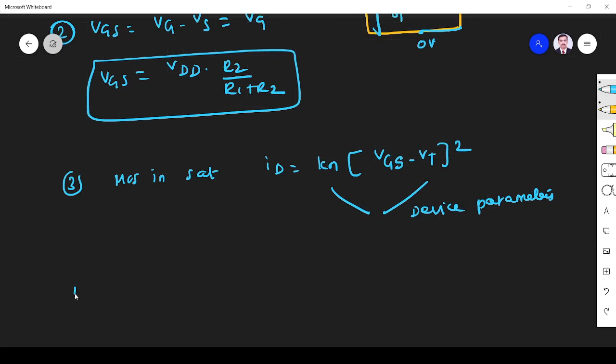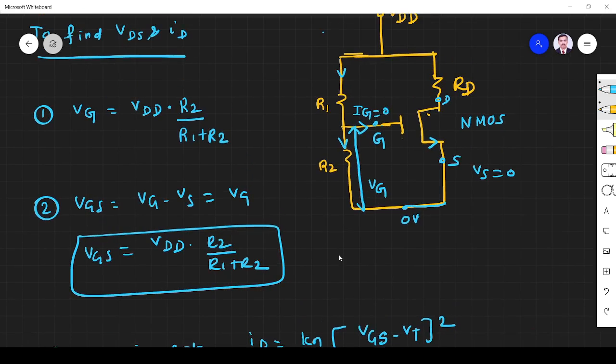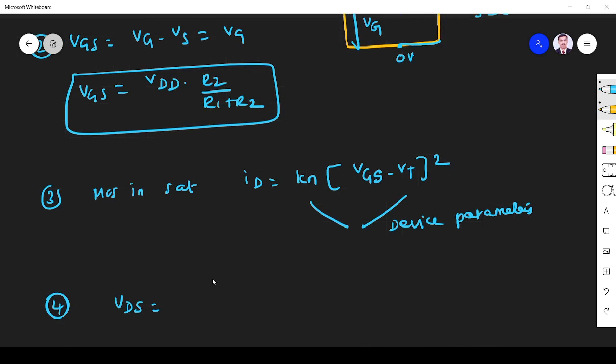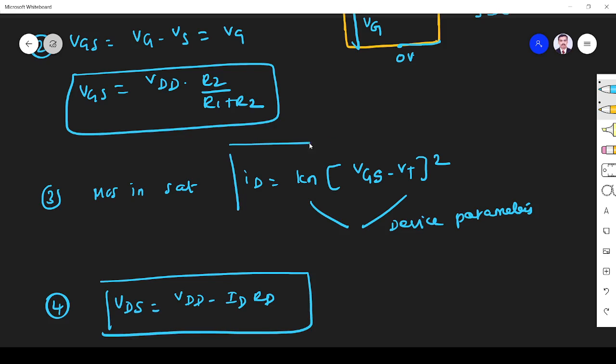Next, my other aim is to find VDS, the voltage between source and drain. So this is VDS, and I want to find this. So this is VDD. Here the current ID flows through the drain terminal, so the drop is ID times RD. From VDD, if I subtract this value, I get VDS. So VDS is equal to VDD minus ID RD. So we found both the values. Fine, this is a simple problem.